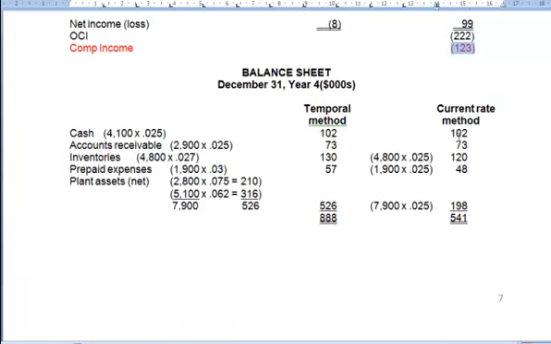When we're doing the balance sheet now, under the current rate method, very simple. We don't need to be worried about different historical rates because all assets and liabilities are going to be translated at the spot rate. So I'm just going to take for cash and receivables what I had under the temporal method because they're at the spot rate, but all my ending inventory, my prepaid expenses, and all my ending balances for plant assets all now at the current rate. So I'm going to get total assets of $541,000.